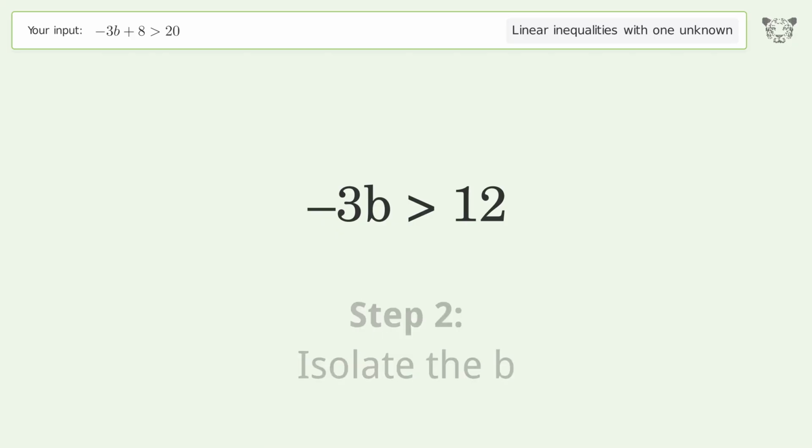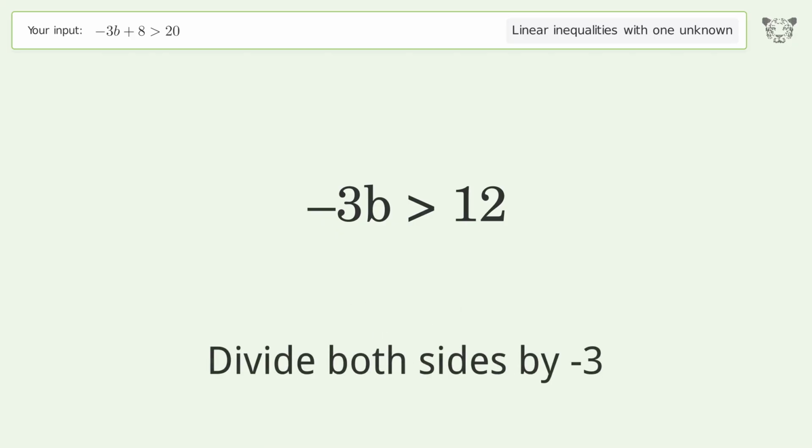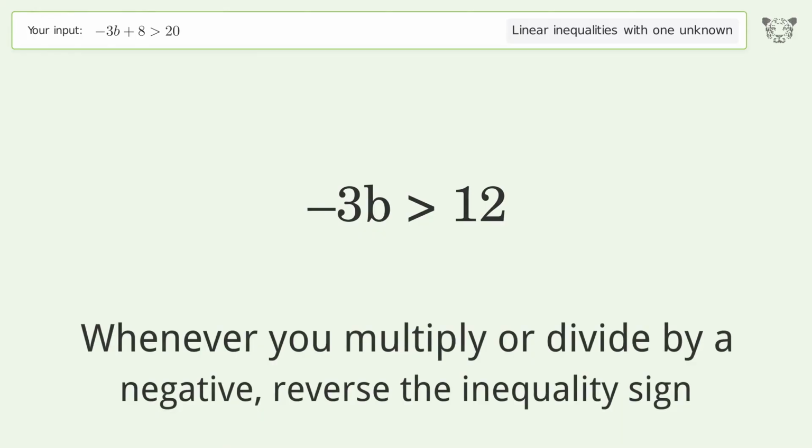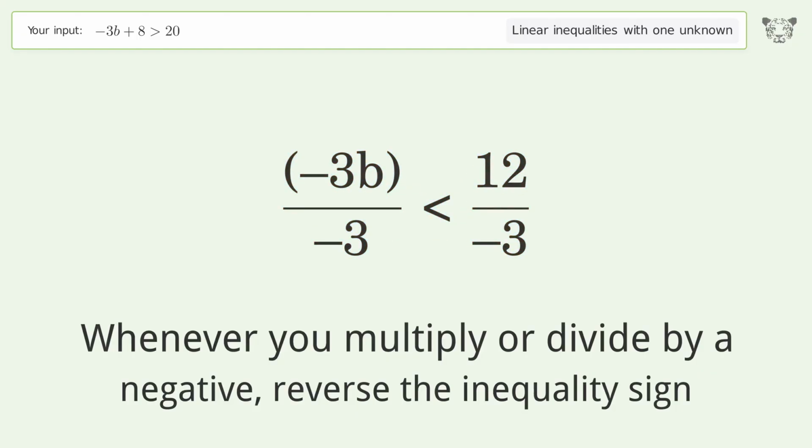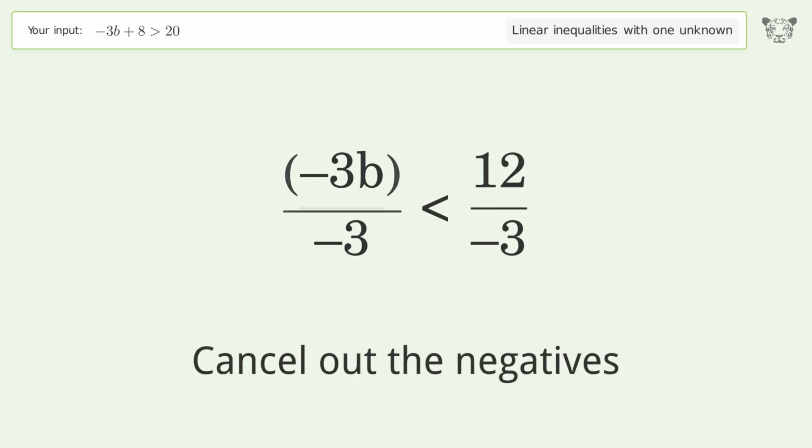Isolate the b. Divide both sides by -3. Whenever you multiply or divide by a negative, reverse the inequality sign. Cancel out the negatives.